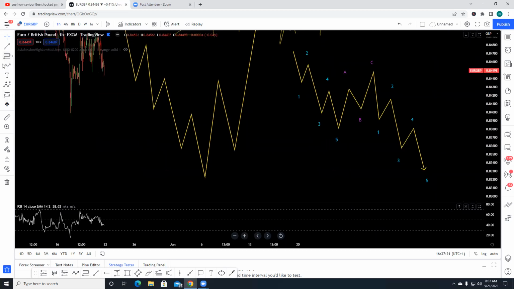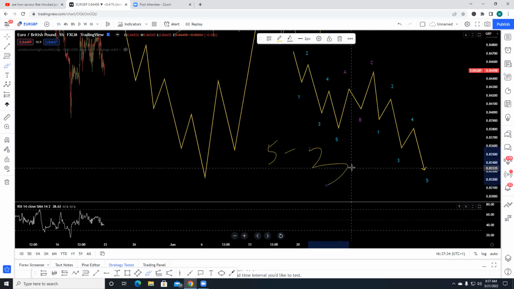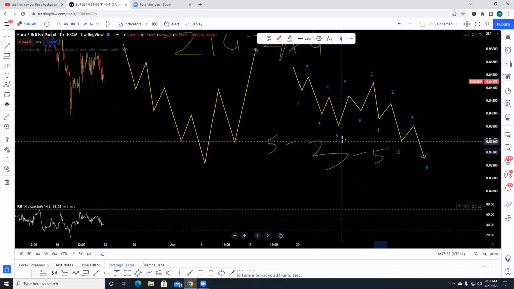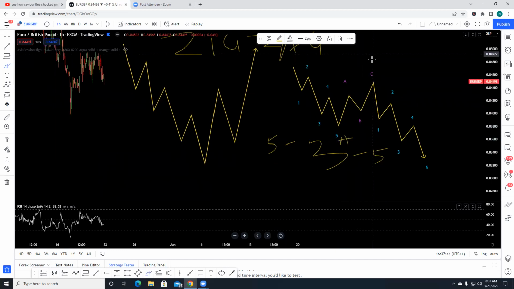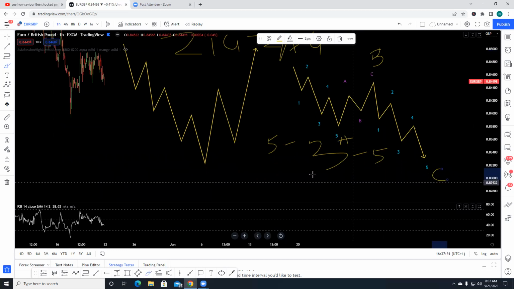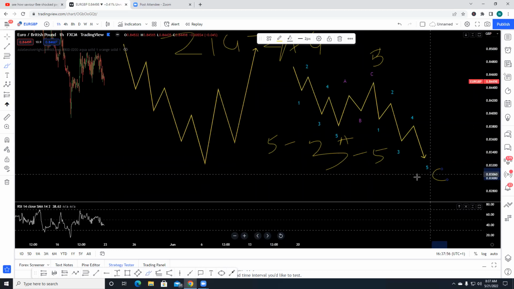So the wave structure of a zigzag corrective structure is a 5-3-5 structure. This 5-wave structure to the downside, you label as A, and then the 3-wave pullback, ABC, you label as B, and then the 5-wave downside, you label as C. So you can see that the structure of a zigzag is 5-3-5.